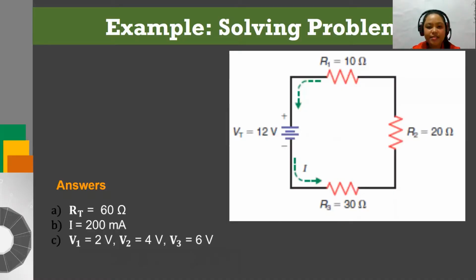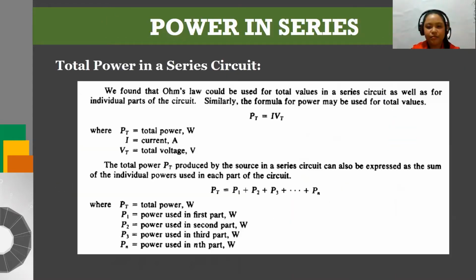Now we got the answers: the total resistance is equal to 60 ohms, the current is equal to 200 milliamperes, and the voltage drops in each resistor are as follows. In resistor 1, the voltage drop is 2 volts. The voltage drop in resistor 2 is 4 volts, and the voltage drop in resistor 3 is 6 volts.